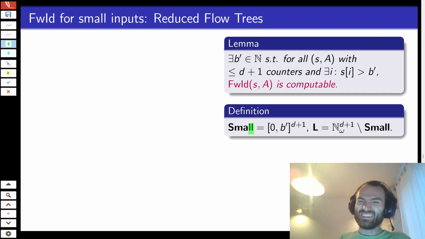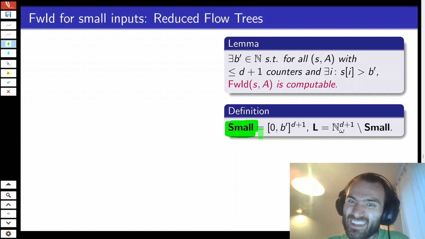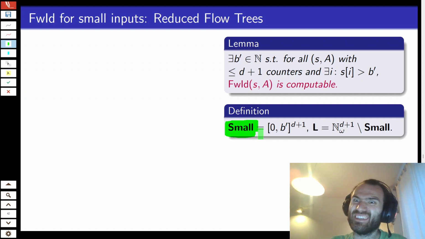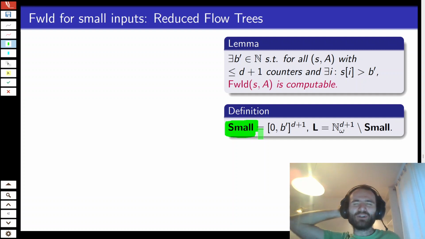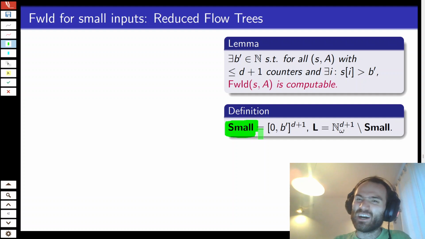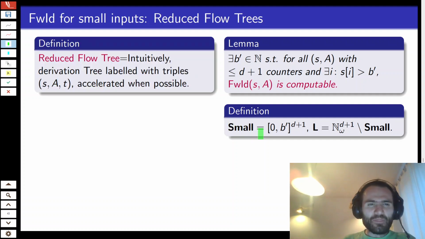So what we're doing is we define small configurations as those where every single counter is in the interval 0 to B prime, and large configurations, L, as the opposite, where either some counter is omega or some counter is large.